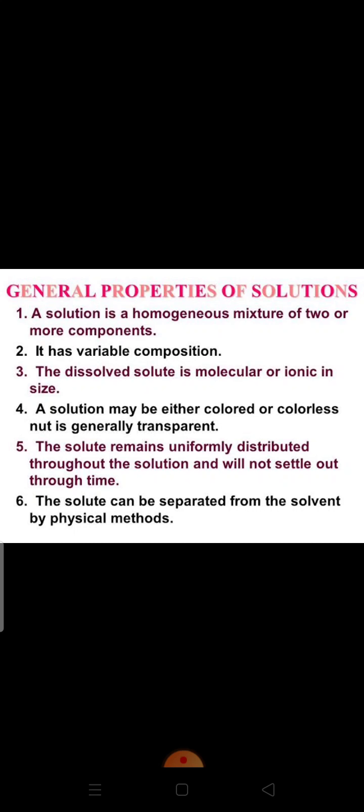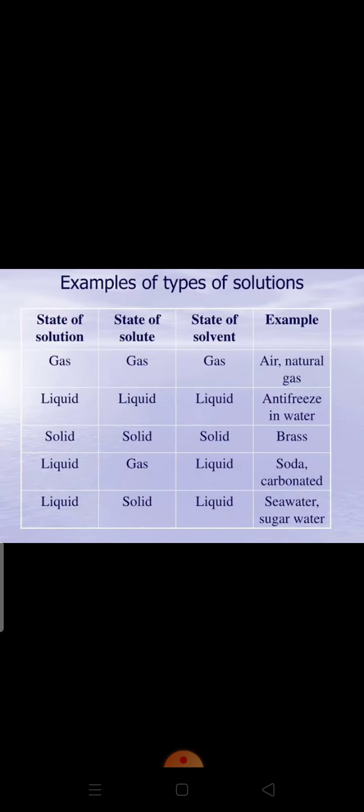The solute remains uniformly distributed throughout the solution and will not settle out with time. The solute can be separated from the solvent by physical methods like filtration, etc. Here we have some examples of types of solution.